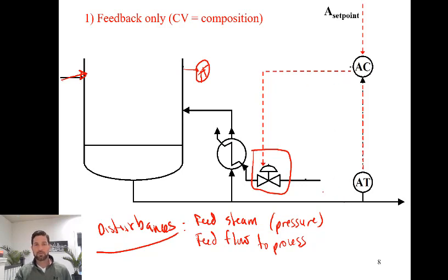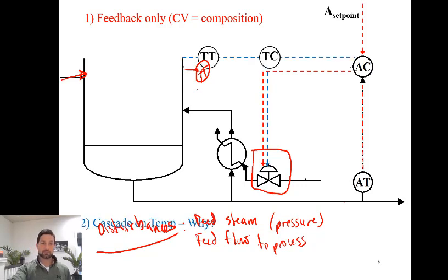So we can incorporate multiple cascade loops to eliminate the effect of a variety of these different types of disturbances. We can eliminate effects associated with steam flow by having a cascade loop around the flow controller. And we can incorporate disturbances associated with a variety of other processes that affect the temperature of the column by putting a cascade loop on the temperature of the column. Okay, so the slowest loop is the composition. So composition is the slowest, so this is going to be our outer loop. The next slowest is going to be the temperature.